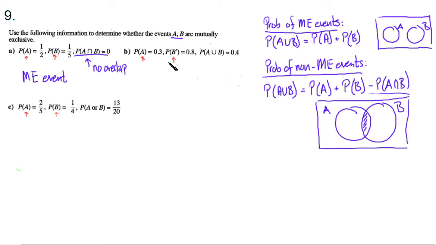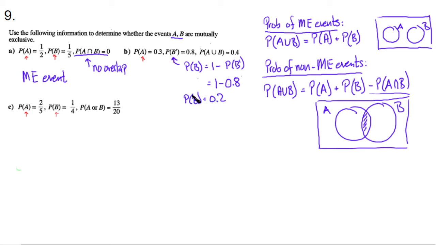In B, here we have the probability of A occurring 0.3. The probability of the complement to B occurring is 0.8. Now we cannot use the complement to B. We need to have the probability of B. So the probability of B is simply going to be 1 minus the complement of B. If we plug in our number here, it's going to be 1 minus 0.8. So that means that the probability of B occurring is 0.2.